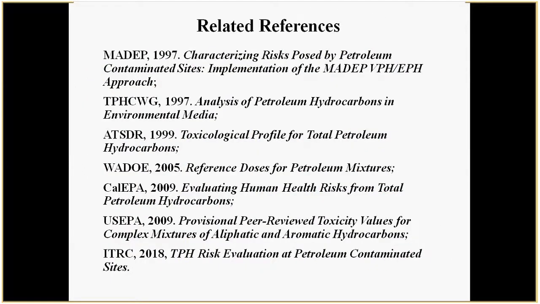Some related references. One point I want to make is this is nothing new. In Massachusetts, a TPH criteria working group in the early to mid-90s developed guidance on this topic. Massachusetts was the first state to actually develop screening levels for TPH and for carbon ranges and use them in their guidance. So they've been in their guidance for 20 years. Hawaii, California, and a few other states adopted these.